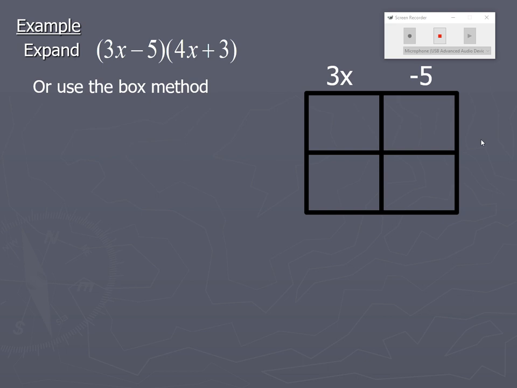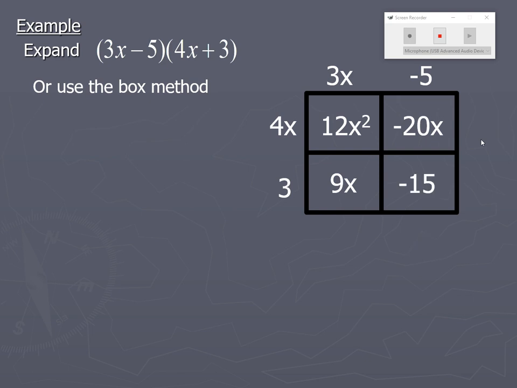With the box method, once you line them up on the sides, you just fill in the individual boxes. 4x times 3x is 12x squared. Visual people will like this. They can just look at it and know what work they have to do, right? 4x times negative 5 is negative 20x. 3 times 3x is 9x. And 3 times negative 5 is negative 15. See, exact same things that were on the previous page. It's just organized differently.